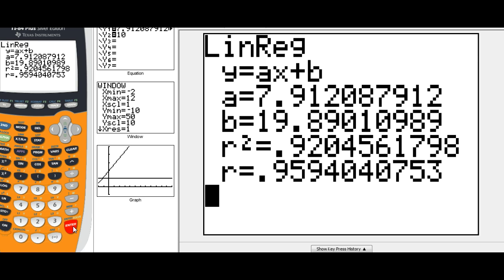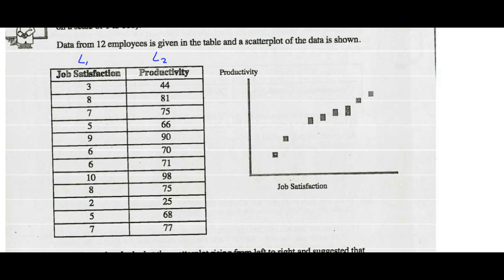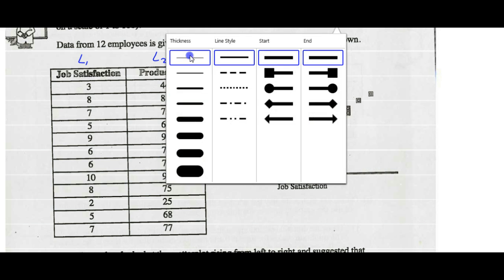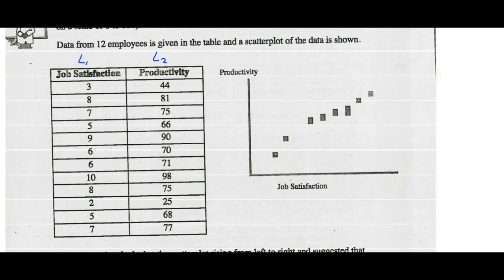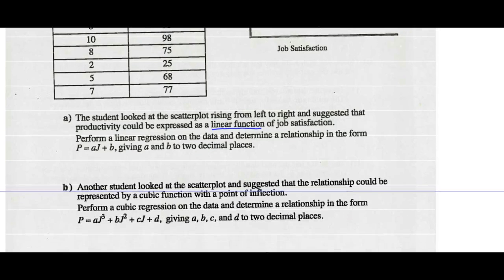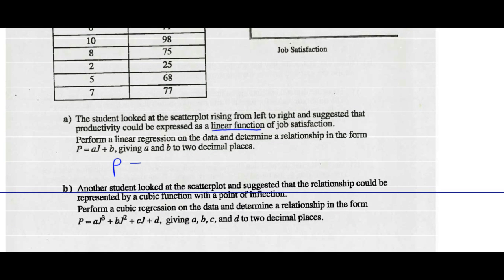And there are parameters A and B. So let's write this in our notes. A is 7.91 and B is 19.89. It's the equation we want. P would equal, A we said was 7.91 J, plus B, we said, was 19.89.